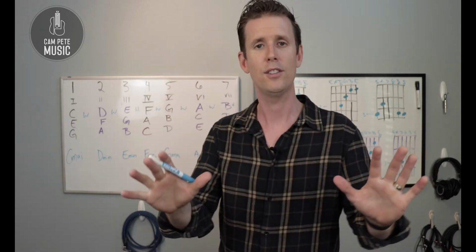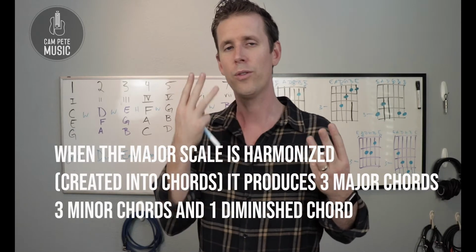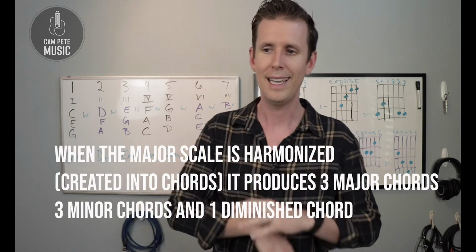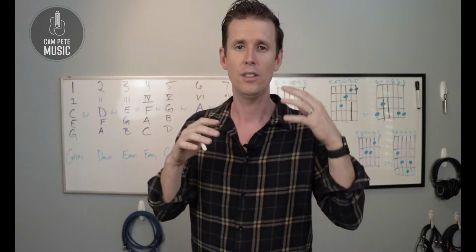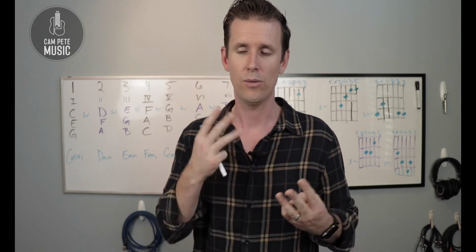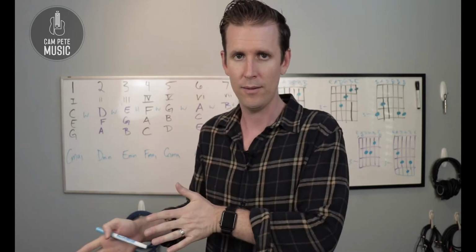I'm just going to give you the answer right off the bat and then I'll explain. There are 3 major chords and 3 minor chords and 1 diminished. It does not matter what key you're in. Every major scale produces 3 major chords, 3 minor chords, and 1 diminished chord. And those chords happen in the same places of the scale.